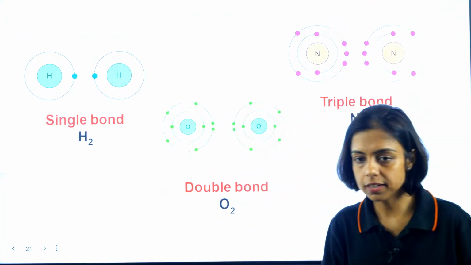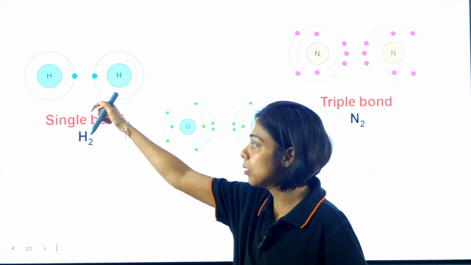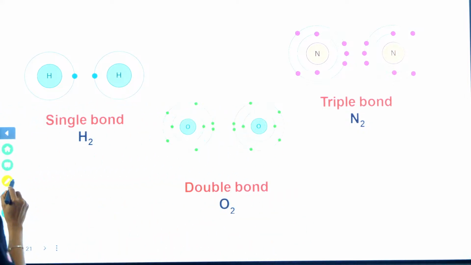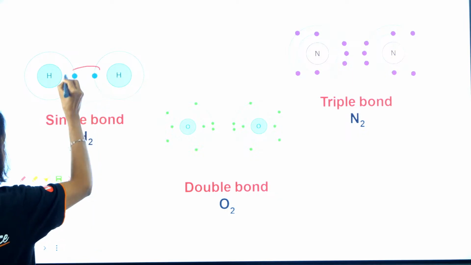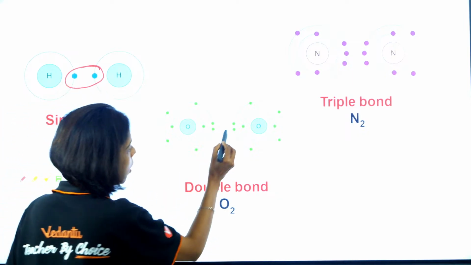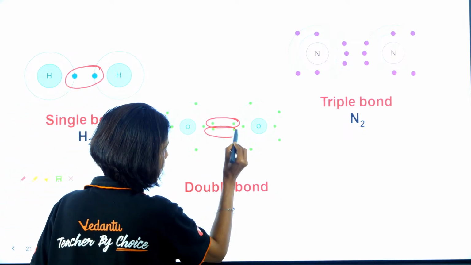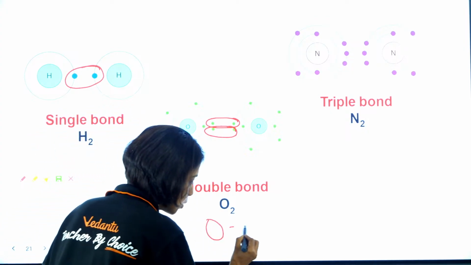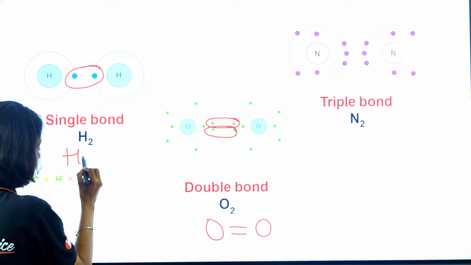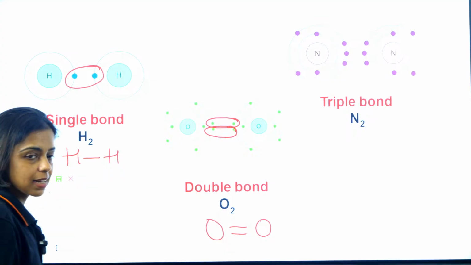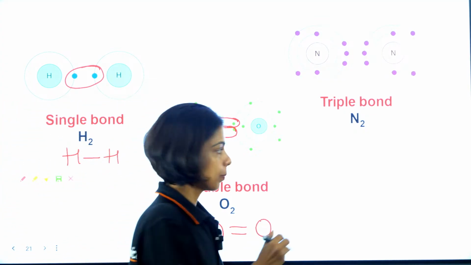So you can see in hydrogen, there can be a single bond. One hydrogen electron is being shared, they share these 2 electrons and they become stable. Oxygen, double bond. One bond means 2 electrons. So if there is a double bond, that means 4 electrons are shared between 2 atoms. Here, one single bond means 2 electrons are shared between 2 atoms.